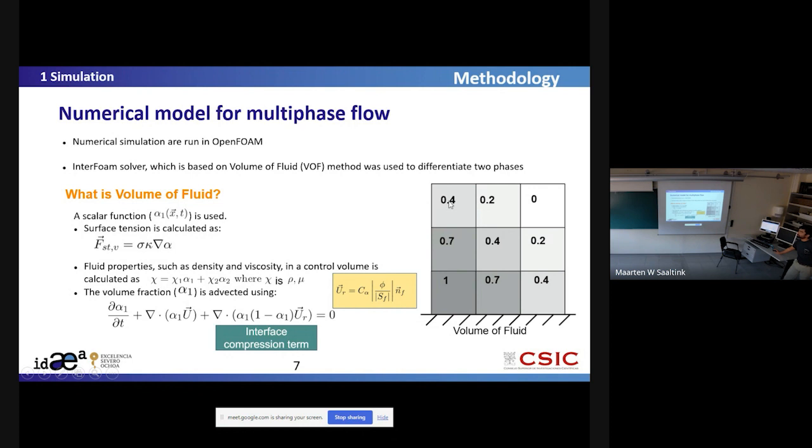So this 0.4 would then multiply with the density of the fluid plus 0.2. So it goes on like that with density and with viscosity. And this volume fraction term is then advected. So next time we advect this volume fraction term.